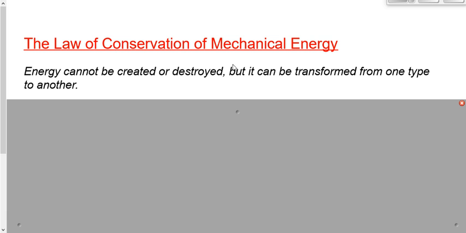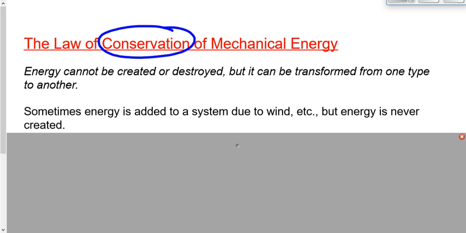Conservation means stays the same. So if we're talking about conservation of energy, then energy stays the same. It can't be created and it can't be destroyed. But it can be transformed from one type to another. So you can have lots of potential energy that 5 seconds later you don't have anymore, but it has to have been transformed or converted into something else, like kinetic energy or whatever.